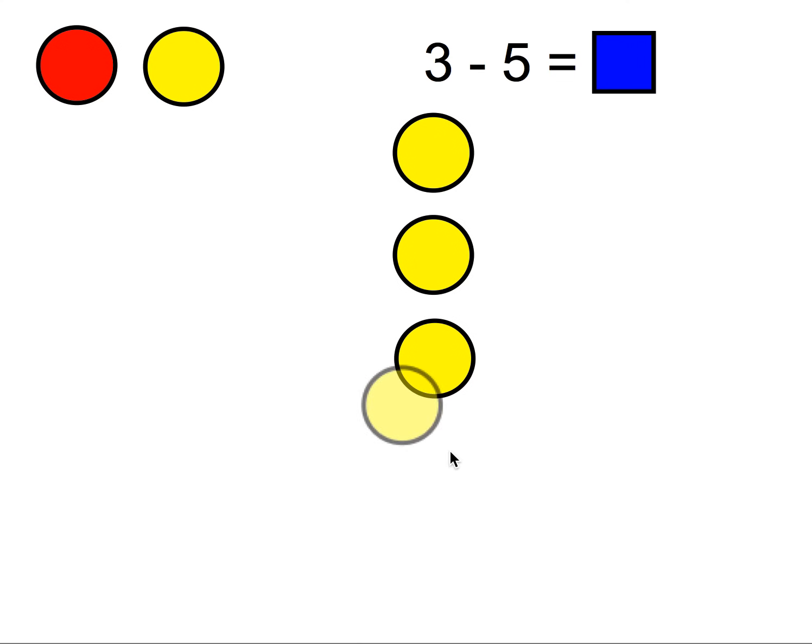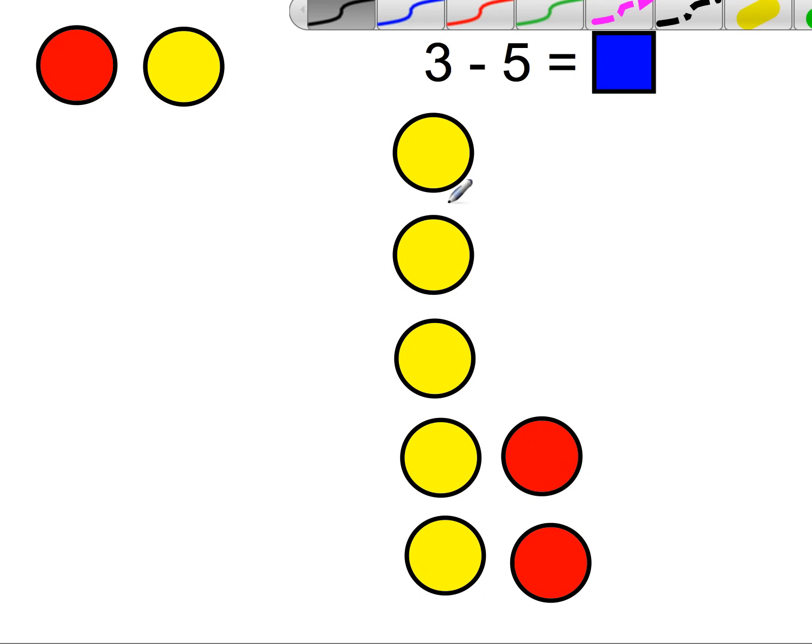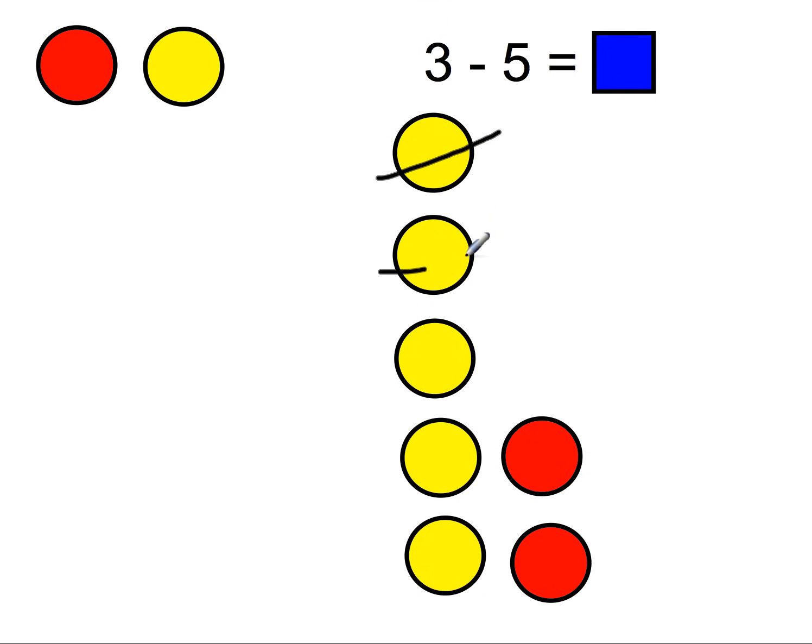So I'm going to add 0 pairs. I'm going to add 1 0 pair and 2 0 pairs. We know that these are 0 pairs because they're opposite, so they're really equal to 0. So I haven't changed the value that's on the board here. I still have just 3. But now I can remove 1, 2, 3, 4, 5 positive counters, or 5 yellow counters. And I'm left with 2 red counters, or negative 2. So 3 minus 5 is equal to negative 2.